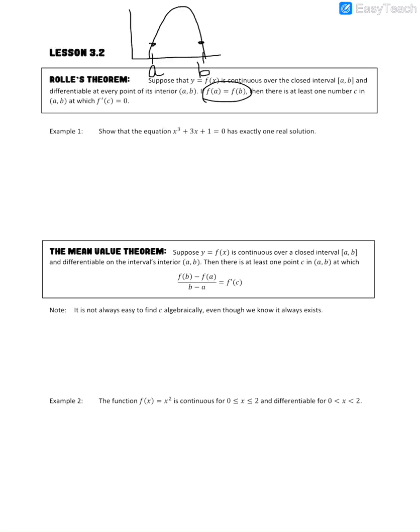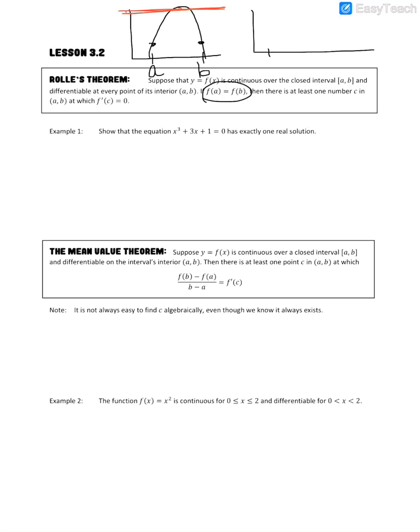What this says is, look, if I start out at a certain y value and I make my way back to that y value, at some point in time, my derivative had to be 0 because this had to loop back around. That's where my derivative is 0, right there at that maximum point. And this is always going to be true.